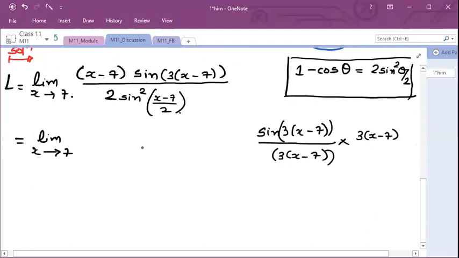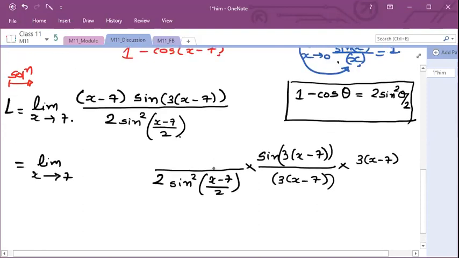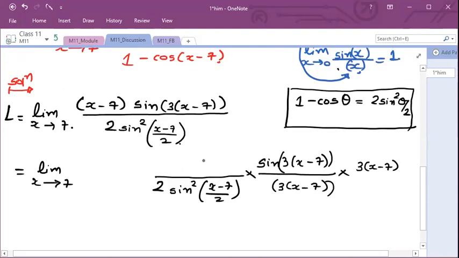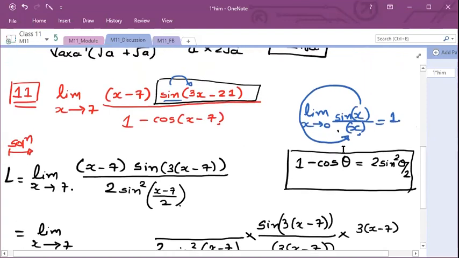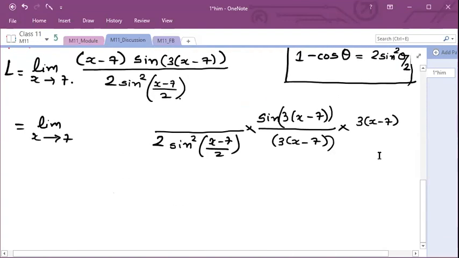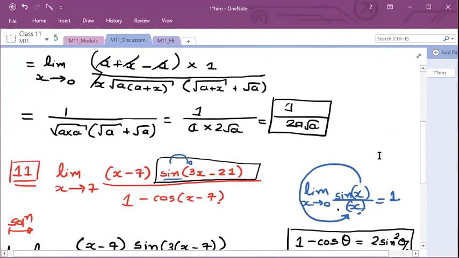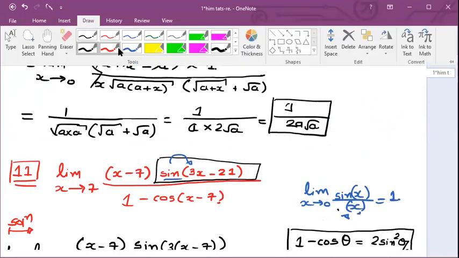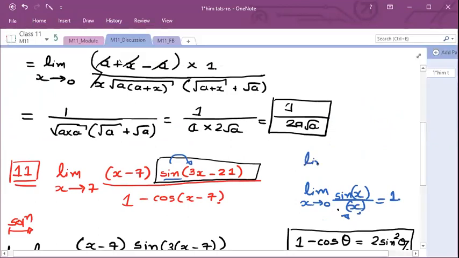In the first term, in the denominator I am having 2 times sine square x minus 7 by 2. If it is sine square, what is our formula? Limit x tends to 0, sine x by x is equal to 1. So if it is sine square, that means in the denominator it should be x square, right? Why x square? So that you can take the square as common.